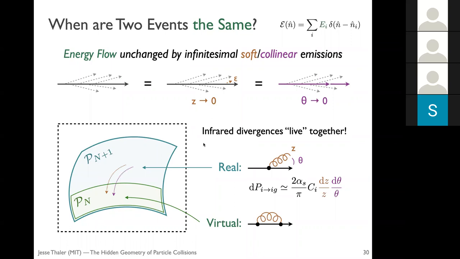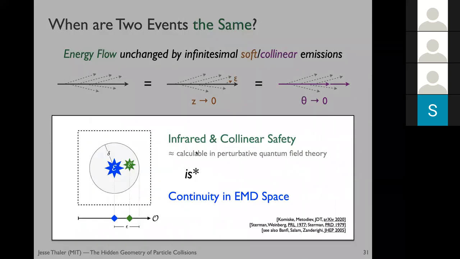So just to make this a little bit more precise, when we talk about configurations or observables that combine real and virtual divergences correctly, so that you get finite answers, we call that infrared and collinear safe, which, for the purpose of this talk, you can think of as things that are calculable in perturbative quantum field theory. And what's special about this space induced by the energy mover's distance, as I've defined it, is that infrared and collinear safety, with an asterisk, but I'm happy to talk about it later, just corresponds to observables that are continuous, that is, continuity in this EMD space.